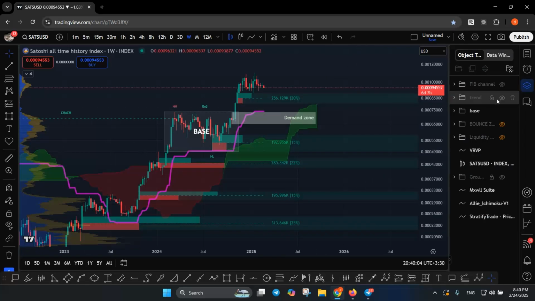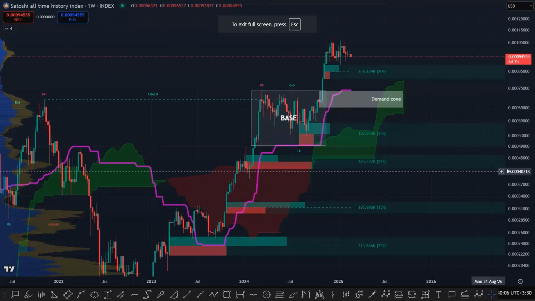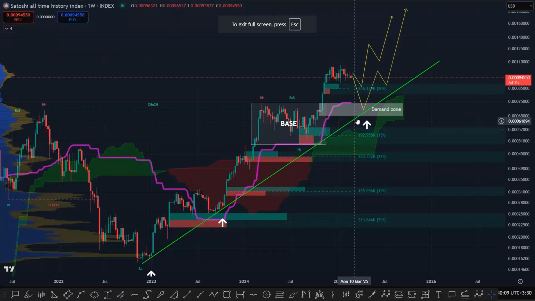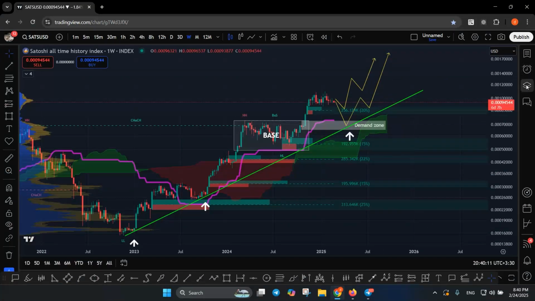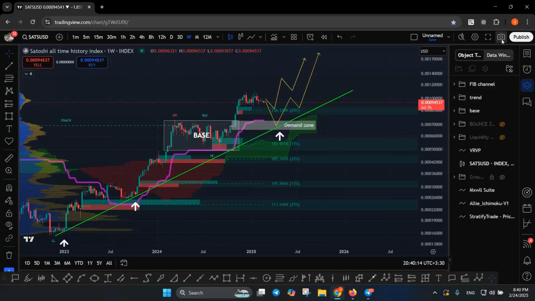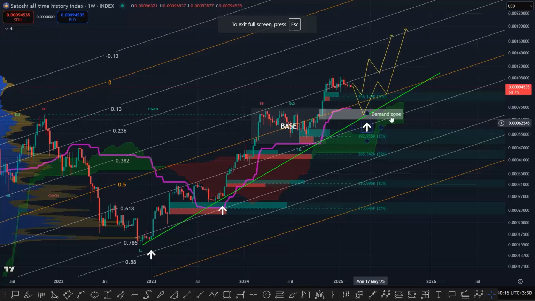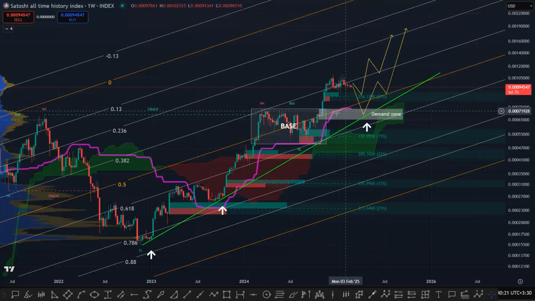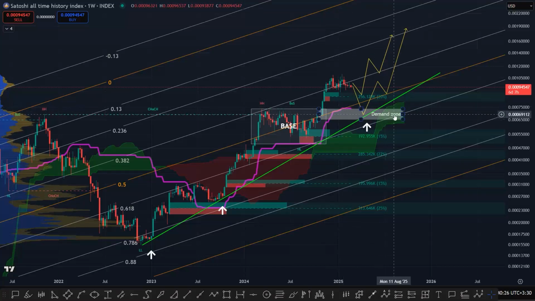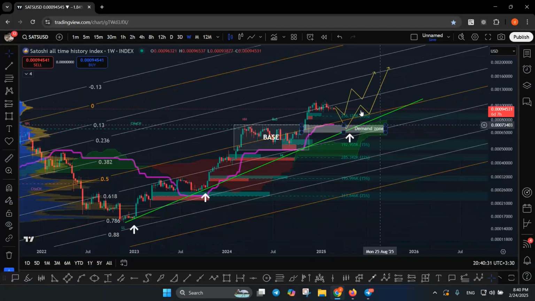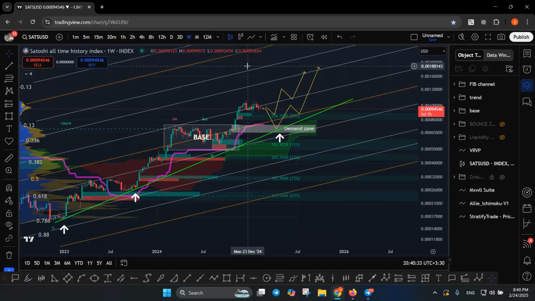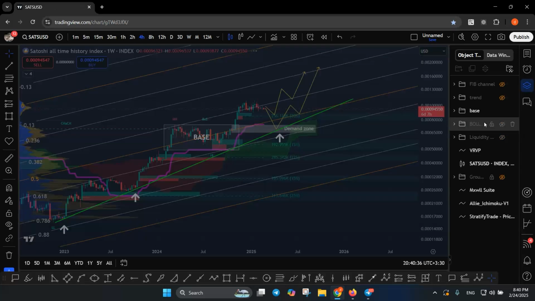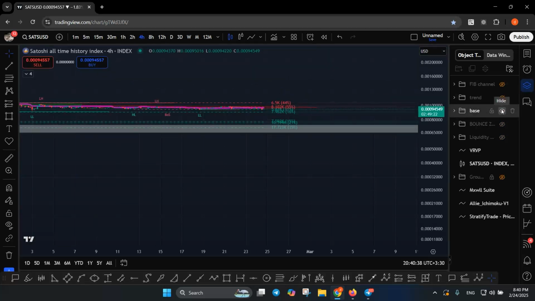Okay, so if I add that trend line here, you can see approximately it's at the same zone, and if I turn on the Fibonacci channel, you can see all the zones and all the supports are at the same level. The 0.5 and 0.618 levels of Fibonacci, the demand zone, the trend line, all of them are at the same level. But I'm gonna go into the lower time frame and show you something which is gonna be more interesting.